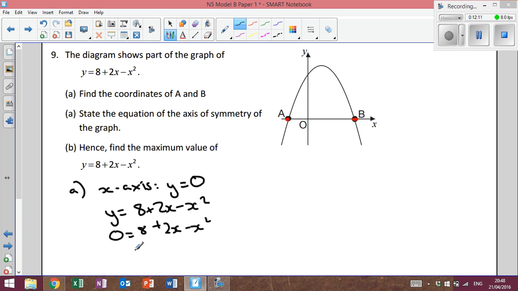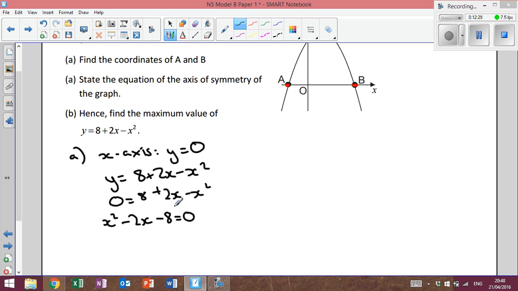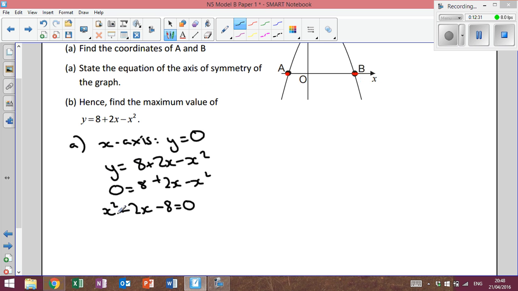Okay, and then this negative x squared makes it a bit tricky. What I would do to make this easier is I would cancel everything out from this side and get it over here. So add x squared to both sides, so it's going to be x squared, take away 2x to cancel that out, and then take away 8 is equal to 0. And then to solve, we need to factorise. We've got a quadratic equation, we've got an x squared and an x.